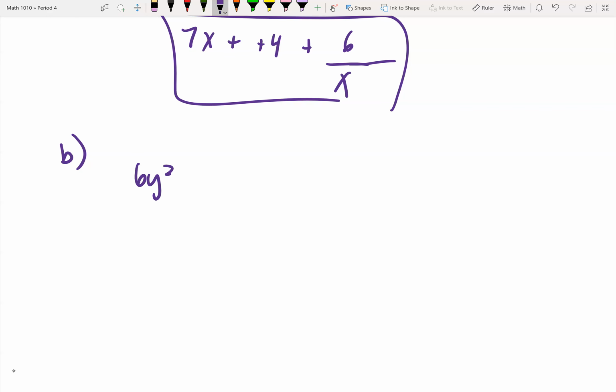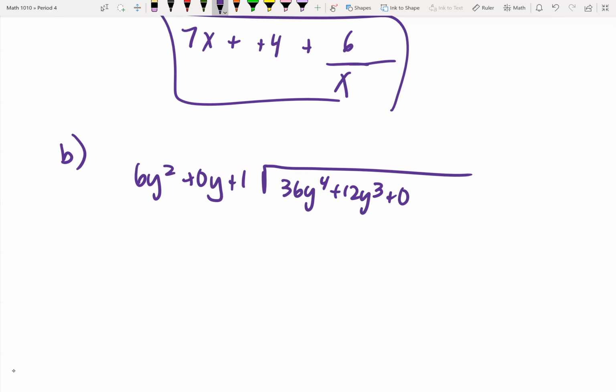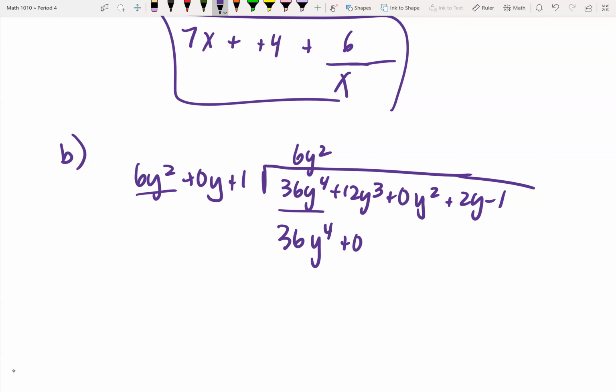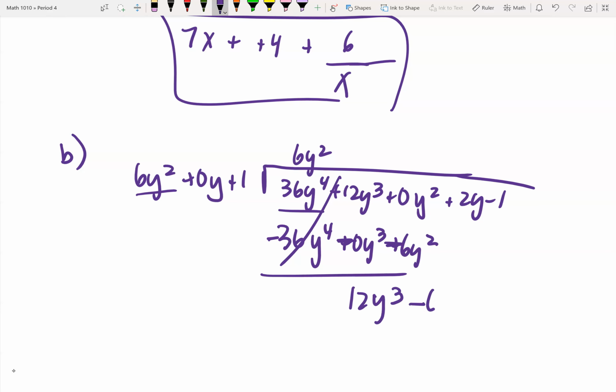So I have 6y to the 2nd plus 0y plus 1 divided into 36y to the 4th plus 12y to the 3rd. There is no y to the 2nd, so I fill it in, plus 2y minus 1. What do I multiply by 6y squared to get 36y to the 4th? I get 6y squared. Distribute 36y to the 4th plus 0y to the 3rd plus 6y squared. Change my signs. Those cancel.